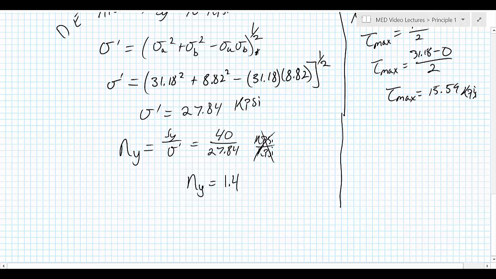Now let's compare that to maximum shear stress, which would say that our factor of safety against yielding is the yield strength over 2 divided by the maximum shear stress. So half the yield strength, or the yield strength in shear, would be an equivalent way of saying that. So our factor of safety under this formulation would be 40 kpsi divided by 2 times 15.59. So obviously 15 times 2 is going to be about 30. We end up with a yield factor of safety of 1.28.